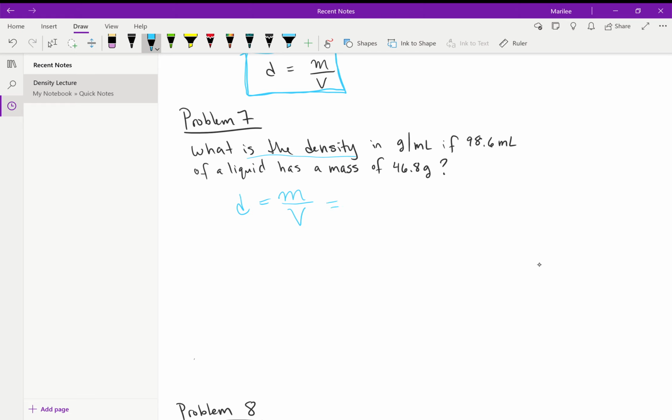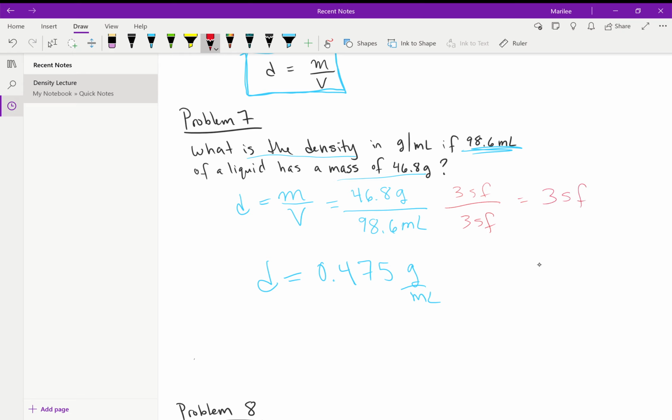So what's mass? Liquid has a mass of 46.8 grams over, what's the volume? This is the volume here. 98.6 milliliters. That is calculated to density is equal to 0.475 grams per milliliter. And we have three significant figures divided by three significant figures is equal to three significant figures. 1, 2, 3.